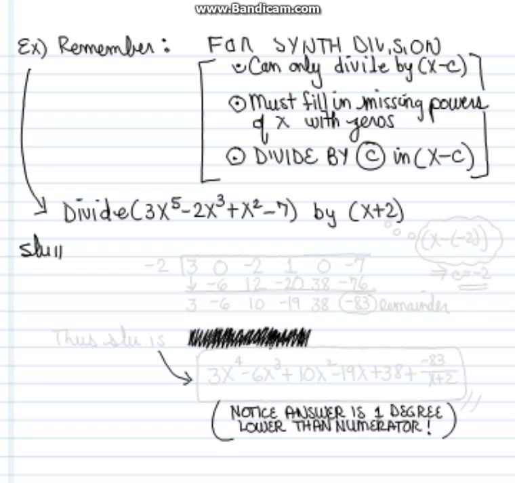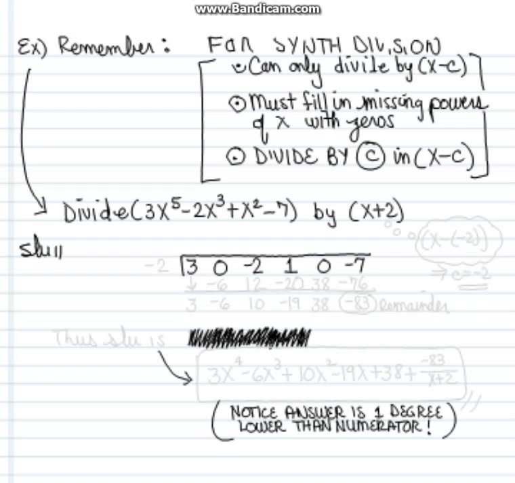Now, we have to divide by x minus c, so we're going to have to review what this x plus 2 looks like. But first, we'll draw the symbol, and then we list all the coefficients of 3x to the fifth minus 2x cubed plus x squared minus 7. It's plugging in zeros for every power of x that's missing. We have a 0 for x to the fourth. We have a 0 for x to the first. Do you see that?